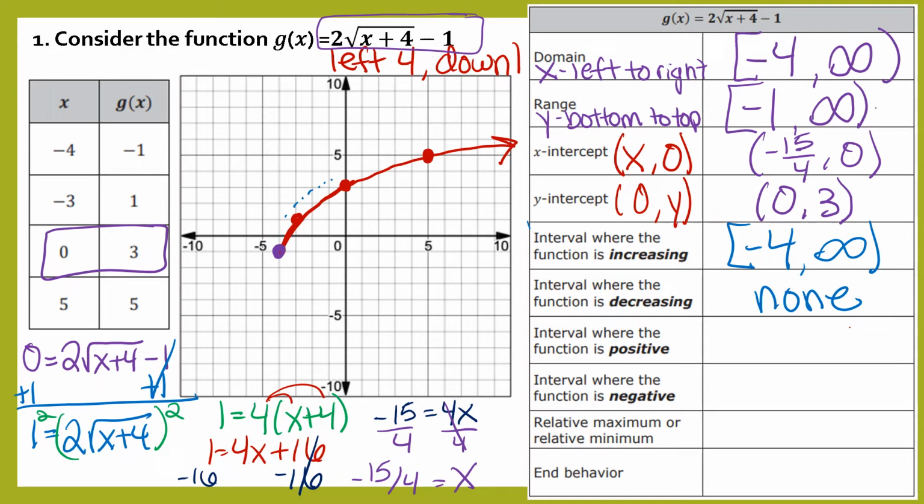Alrighty. Positive and negative intervals. Who remembers what these are? Does anyone remember? Brandon, what do you think? When the function is above or below the x-axis? Yeah, so Brandon says when it's above or below the x-axis. So positive would be when it's above the x-axis. Negative would be when it's below the x-axis. So for this one we want above the x-axis, and for the negative we want below the x-axis.